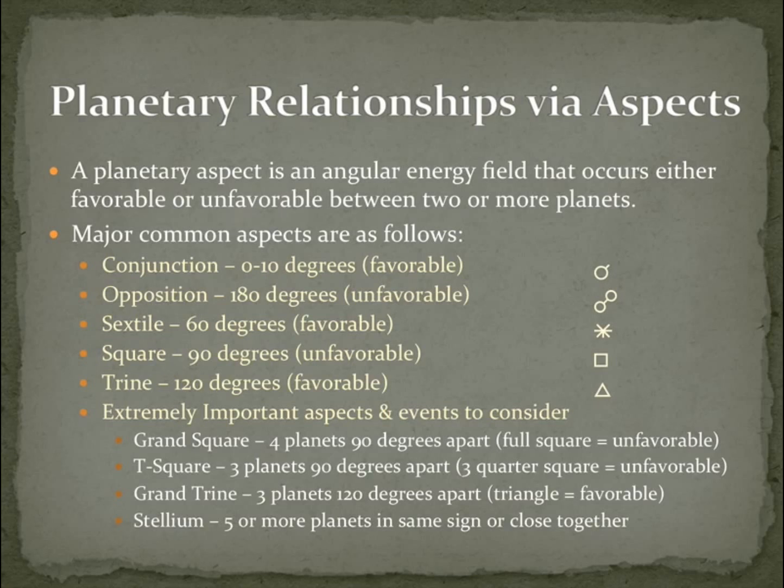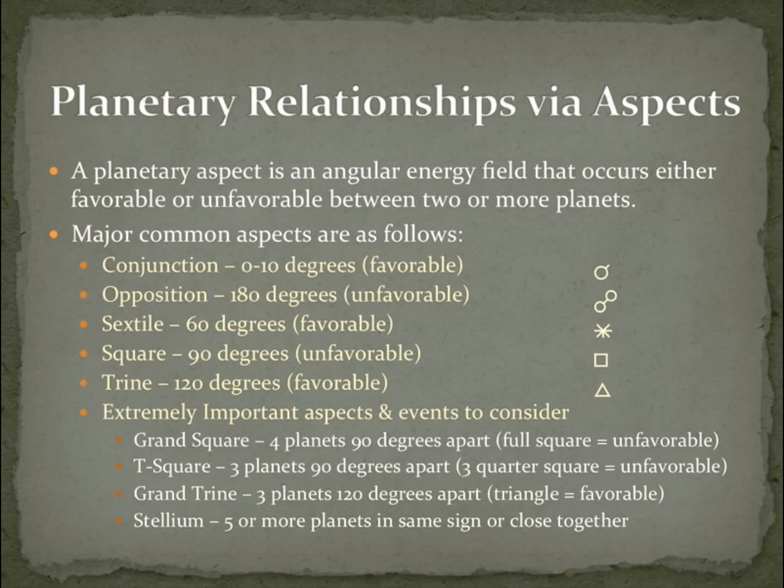The grand square occurs when you have 4 planets that are equally 90 degrees apart, forming a full square in a horoscope. You can see this in the chart by drawing lines between each planet involved. This is a highly unfortunate aspect. It means the affairs of 4 houses are involved. And when something goes wrong in one house, then things often go wrong in the other 3 houses at the same time.